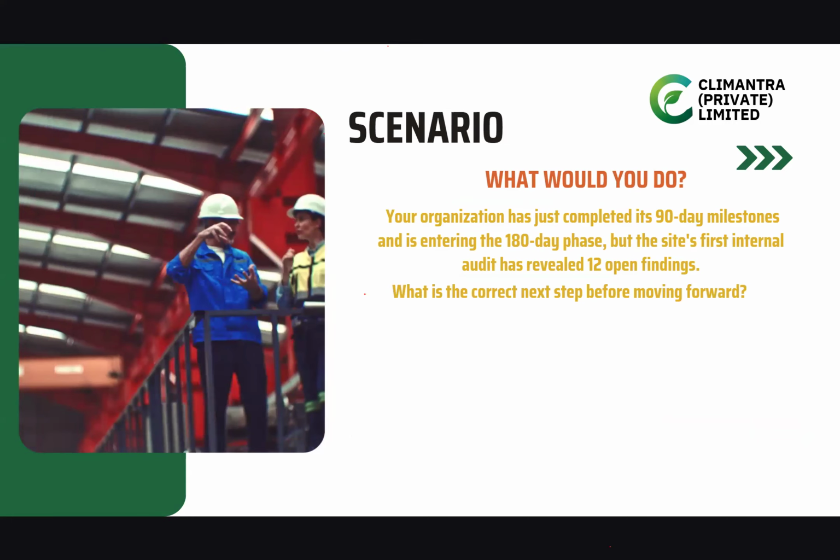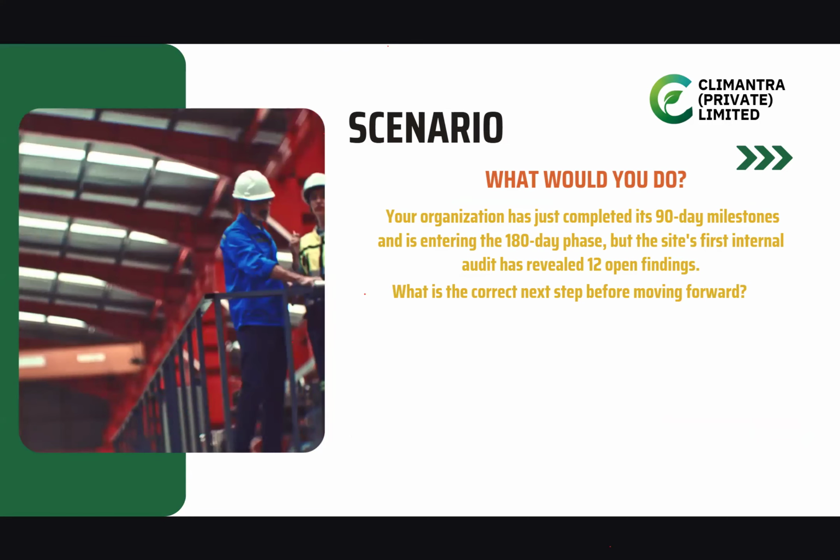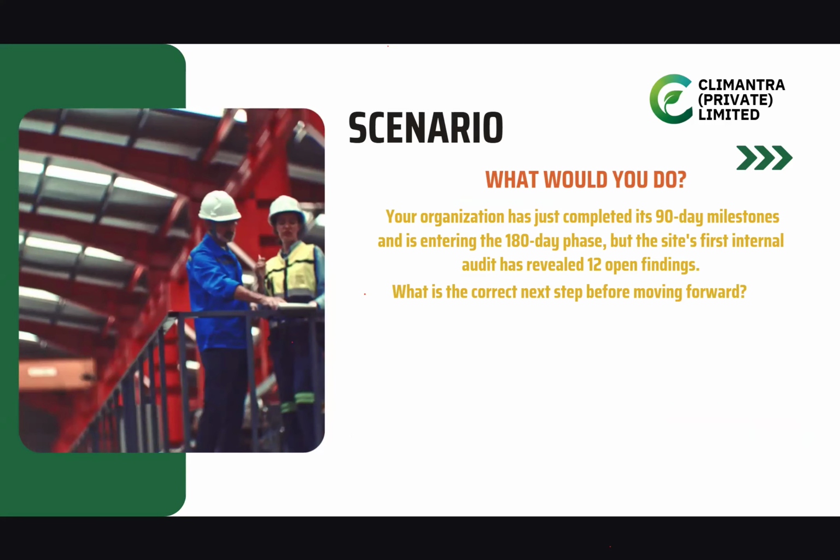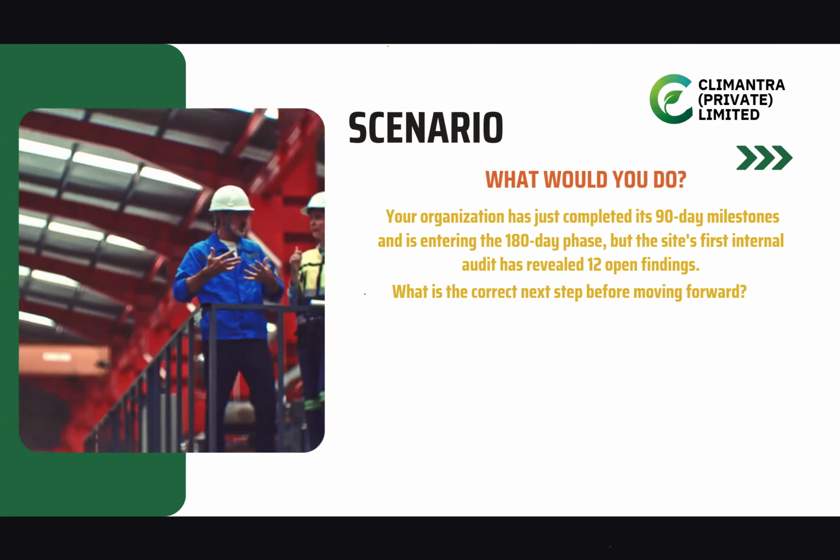So we have a scenario here. Once you join an organization and your organization has completed the 90 days milestone and is entering its next phase of 180 days, but the site's first internal audit has revealed 12 open findings. So, what is the correct action? You have achieved your milestone, but the internal audit finds that you have 12 improvement points. What will you do?